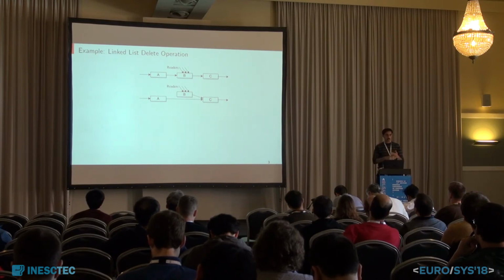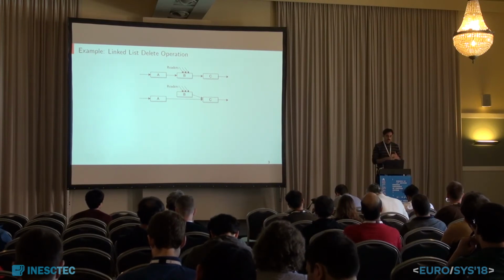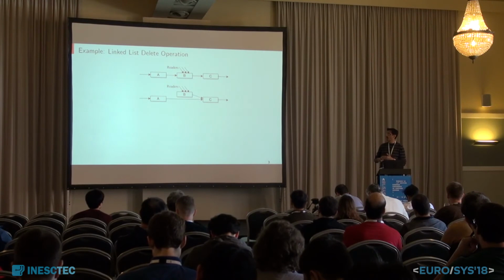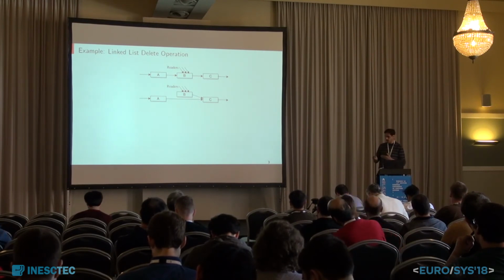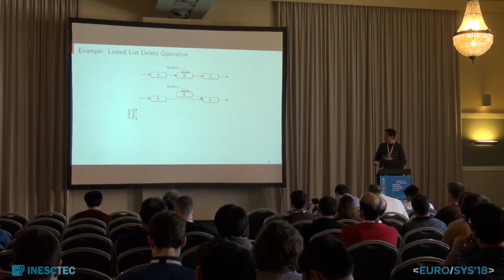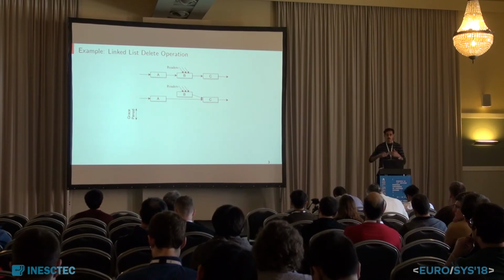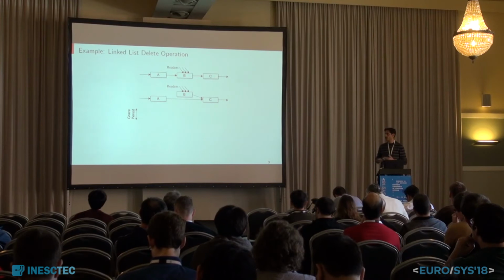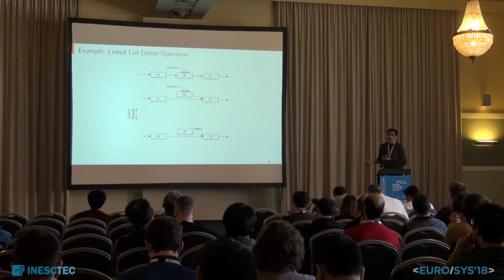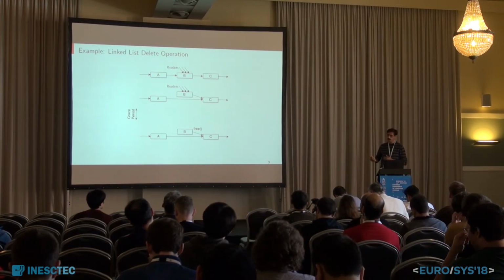So the writer will wait for these readers to complete before it reclaims. This wait time is usually referred to as the grace period. So it will wait for a grace period. Once the grace period is complete, it's guaranteed that there are no more readers actively accessing this particular object B, and object B can be reclaimed.